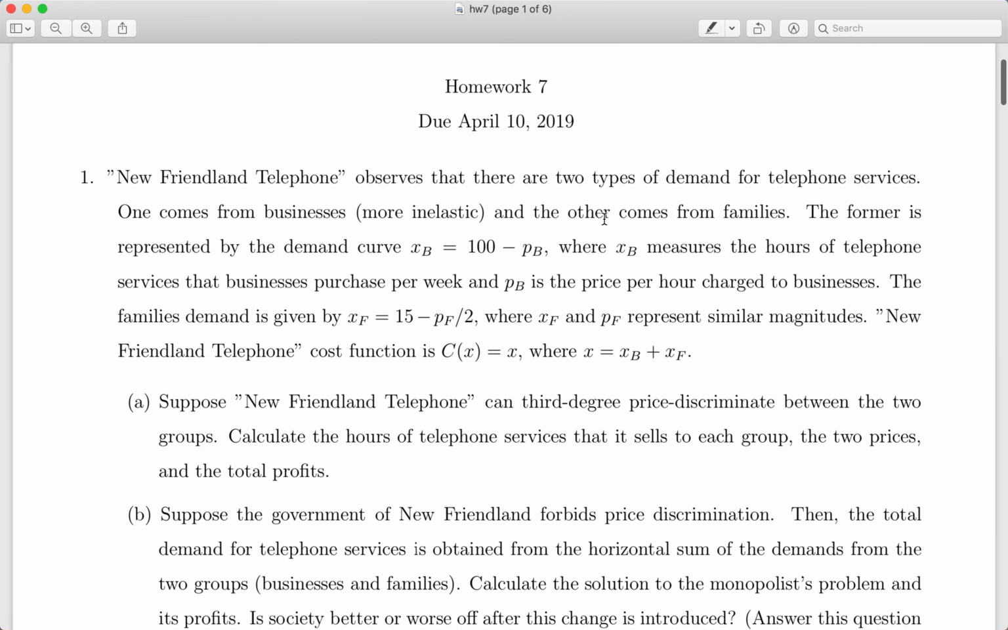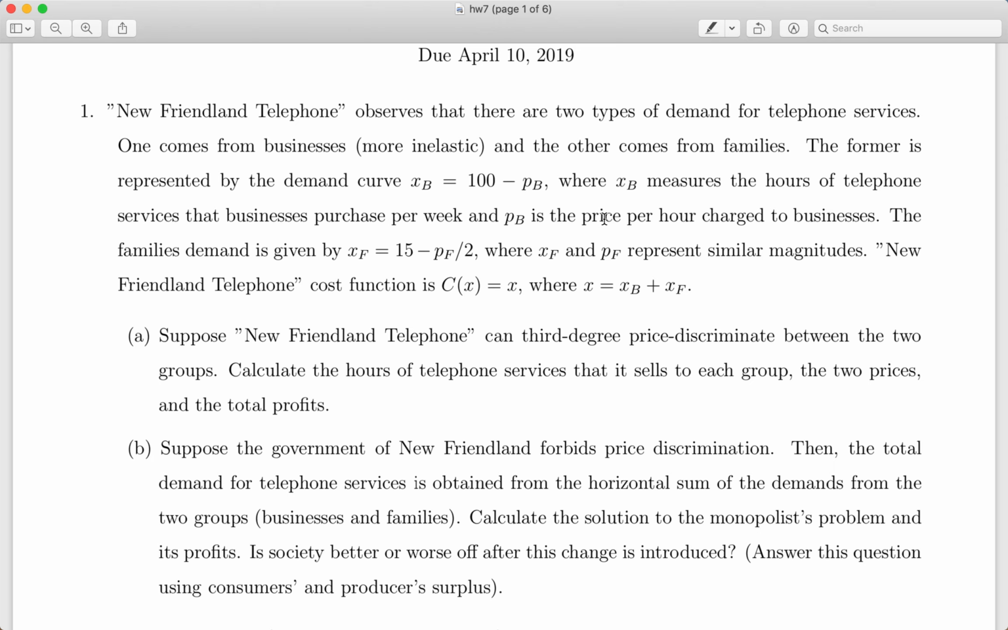And 1B asks us to consider the case where there's no price discrimination. The trick is we basically need to take the two separate demand functions we were given and turn them into an aggregate demand function. There's a little bit of a complication with that, as we'll see, because demand is only ever non-negative. So you can't just add them together because, for example here, if the price you set is greater than 100, then you'll get a negative demand, which shouldn't happen.